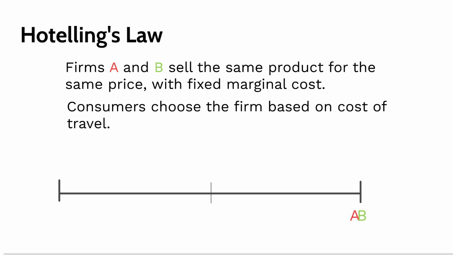Now this isn't just a game being played by one of the firms, it's being played by both. So B is making a decision about where to locate, conditional on where A has located itself. So what does B do? B just pops the other side of A.